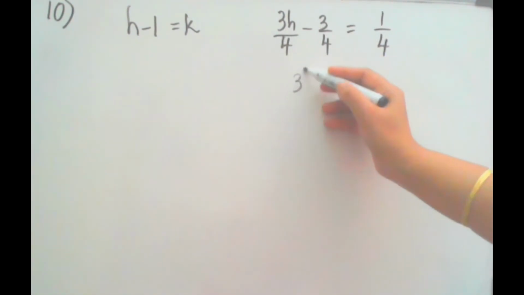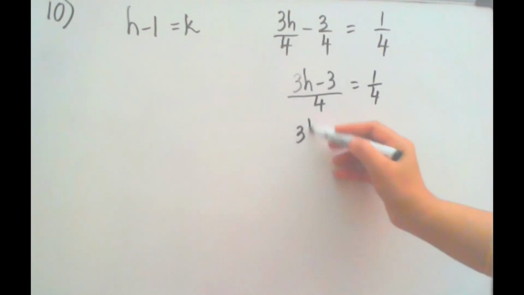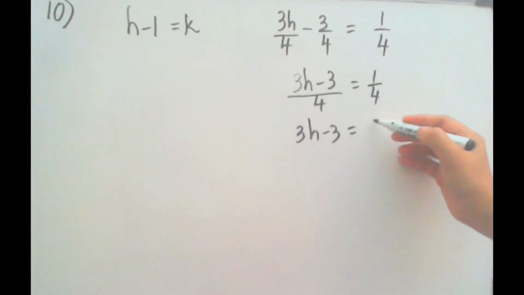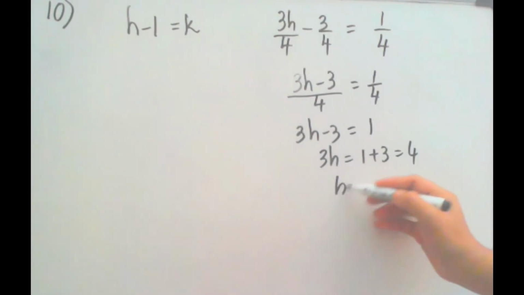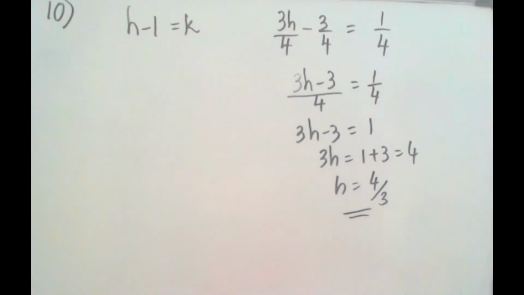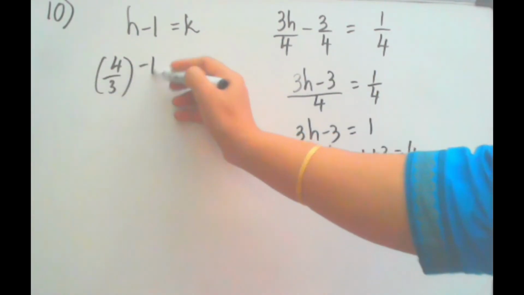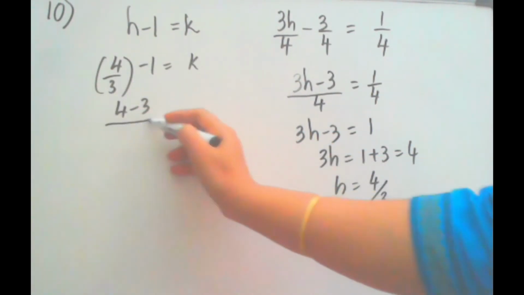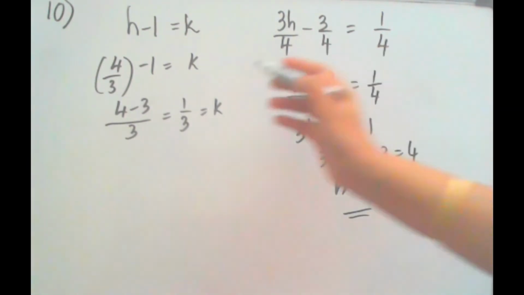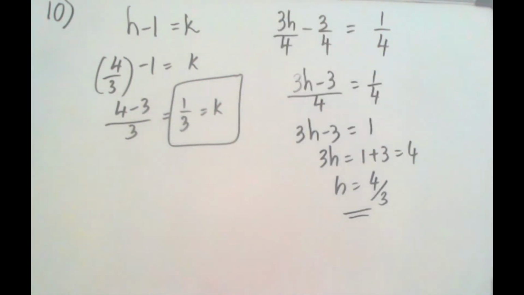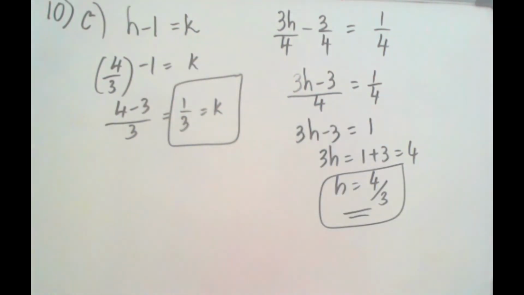So from here it simplifies to 3H over 4 minus 3 over 4 equal to 1 over 4, or 3H minus 3, take this 4 to the other side, it becomes 4 over 4, it is 1. So 3H is equal to 1 plus 3, which is 4. So H is equal to 4 over 3. We will substitute that here. So 4 over 3 minus 1 is K, which is 4 minus 3 divided by 3, which is 1 over 3, and that is the value of K. So the answer for 10C is K equal to 1 over 3 and H equal to 4 over 3.